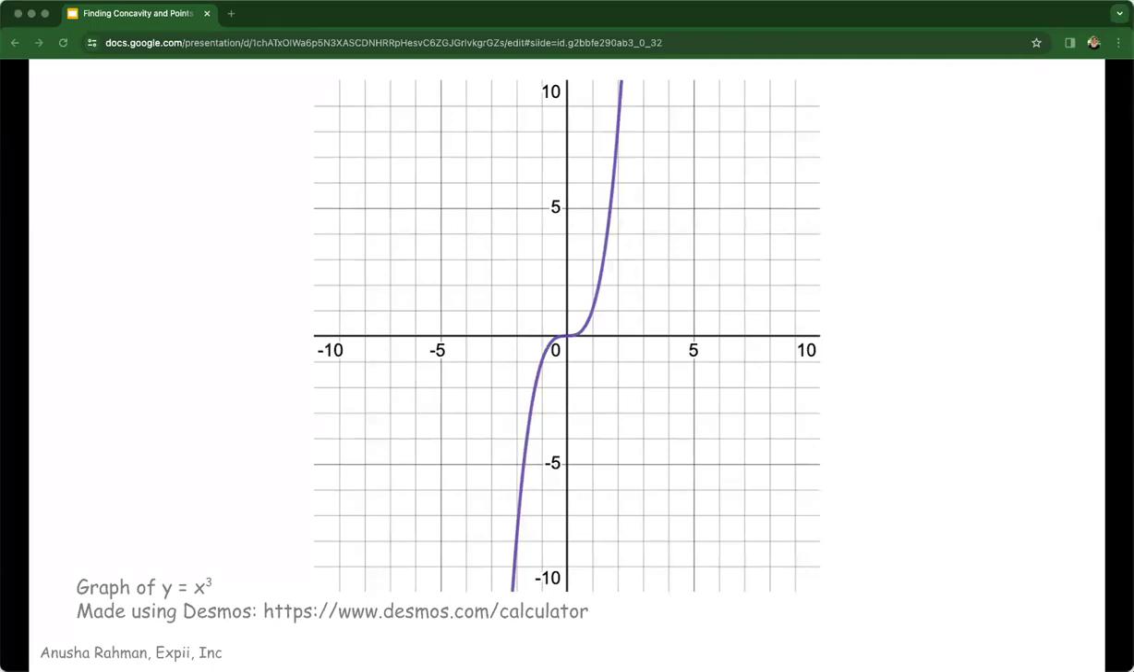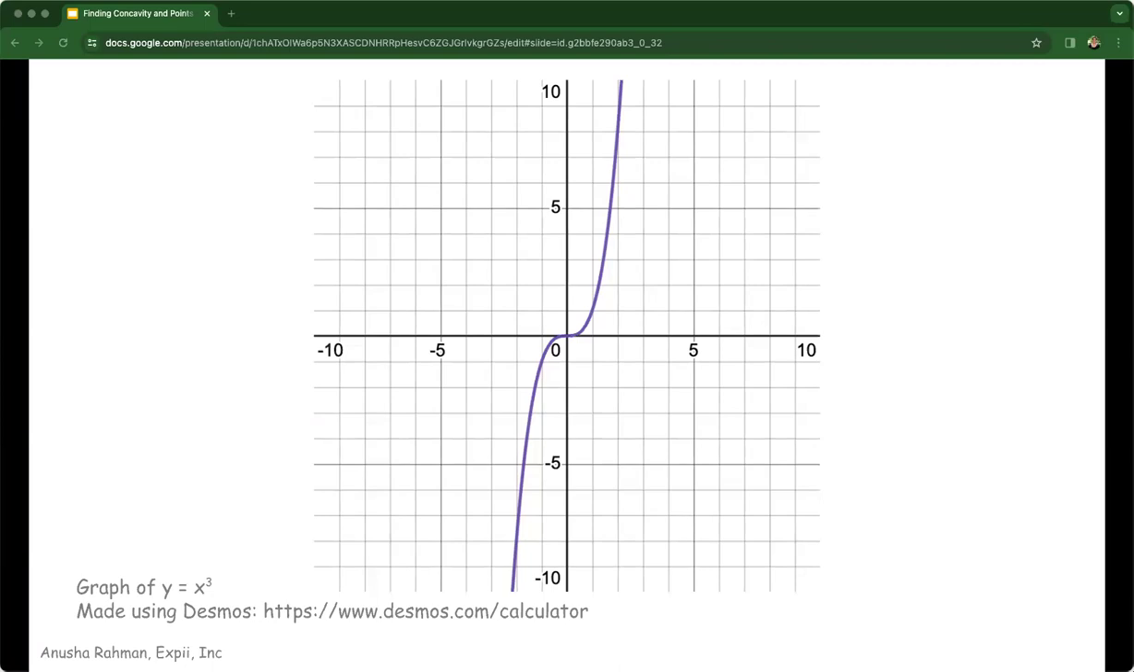Here's the function y equals x cubed. We can see that the graph changes direction. On the left side of the y-axis, it looks like a concave function. On the right side of the y-axis, it looks like a convex function. That's weird, but that's okay. The point at which the function changes direction is called the point of inflection. For this graph, the point of inflection is at the origin.